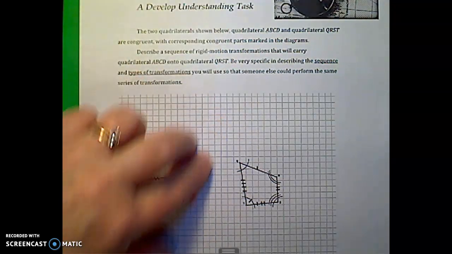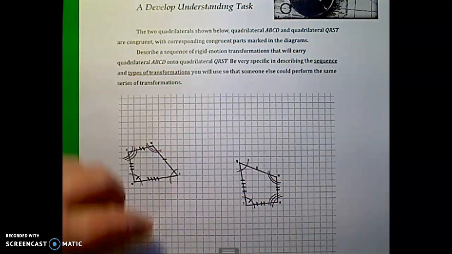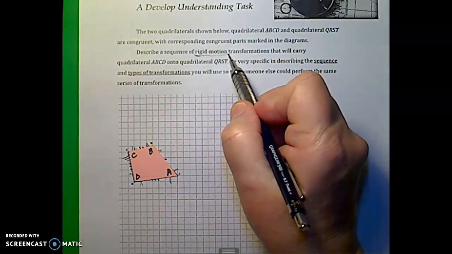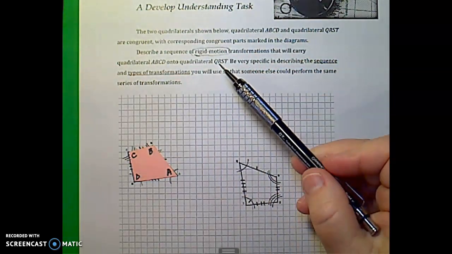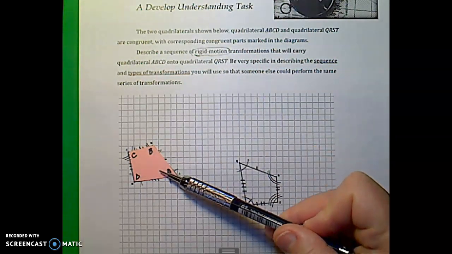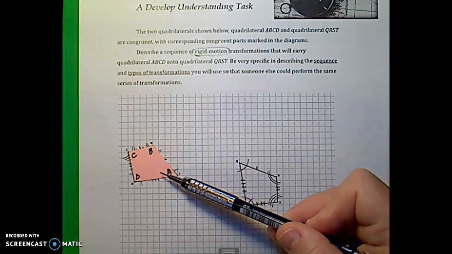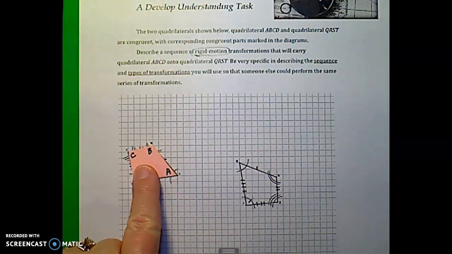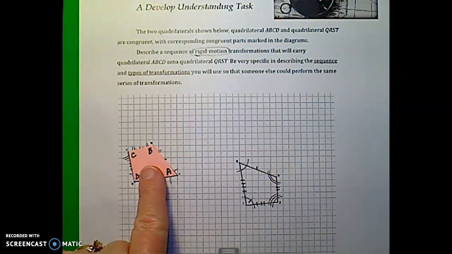Okay? We need a sequence that'll make that happen. And in any of the rigid motion transformations, if you remember what rigid motion means, it means that your shape maintains the same size and shape. So congruency of the shape will be maintained throughout this process.